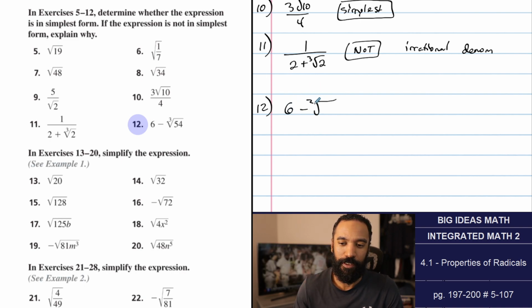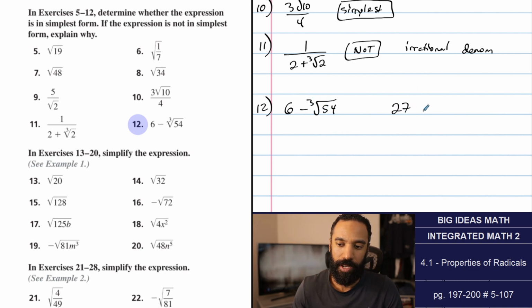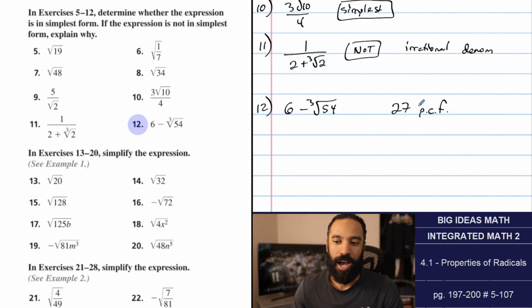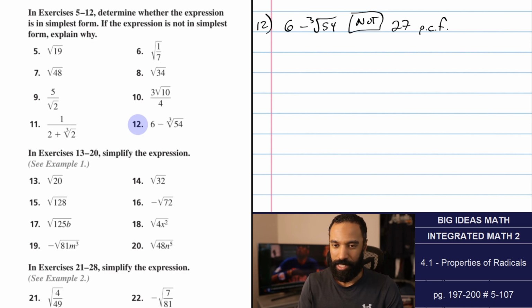6 minus cube root of 54. If 54 has a perfect cube factor, which it does, 27. 27 is a perfect cube factor, PCF. So not for that reason. If you can do that, you go ahead and do that, and you take it out. You take its cube root.